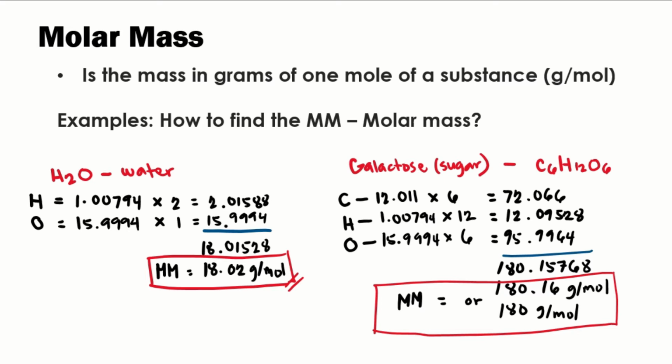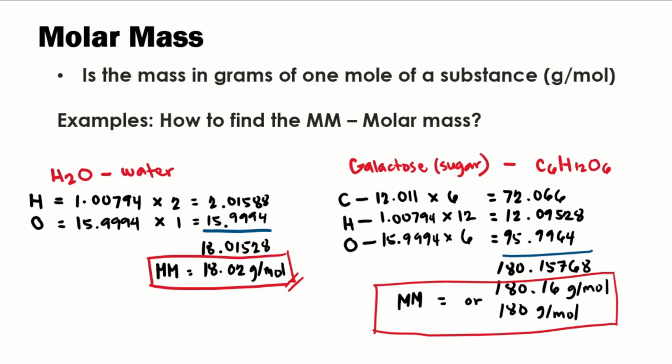If the answer is a bit long, you can round it off to 2 decimal places or a whole number. So it's okay. It's still the same. So molar mass for water, it's 18.02 grams per mole. Same goes with galactose. Again, just write the elements present in the compound.